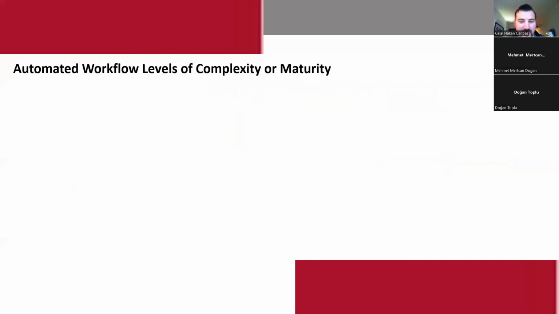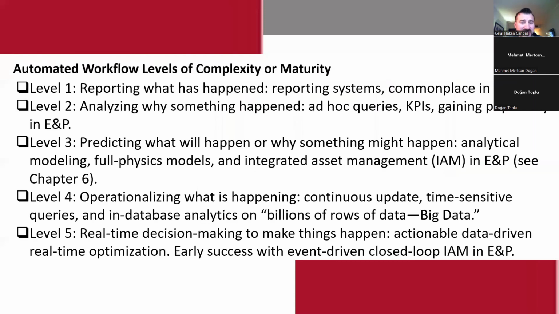Lastly, automated workflow levels of complexity or maturity. Level 1 is reporting what has happened, with reporting systems commonplace in exploration and production. Level 2 is analyzing why something happened, with queries and key performance indicators, gaining popularity in exploration and production as well. Level 3 is predicting what will happen or why something might happen, with analytical modeling, full physics models, and integrated asset management. We will see this in week 6.